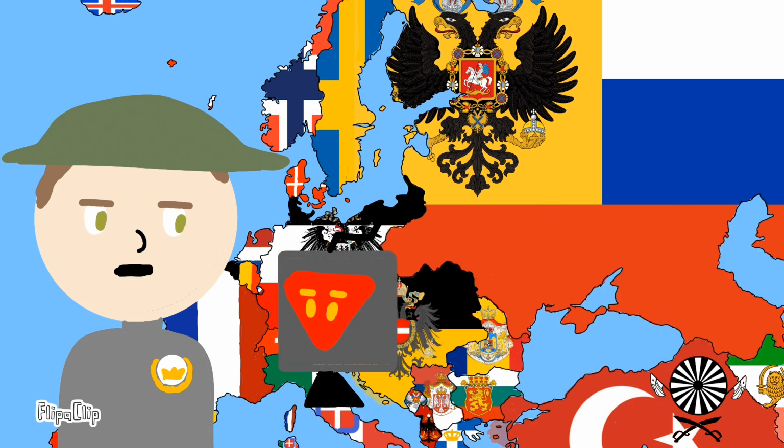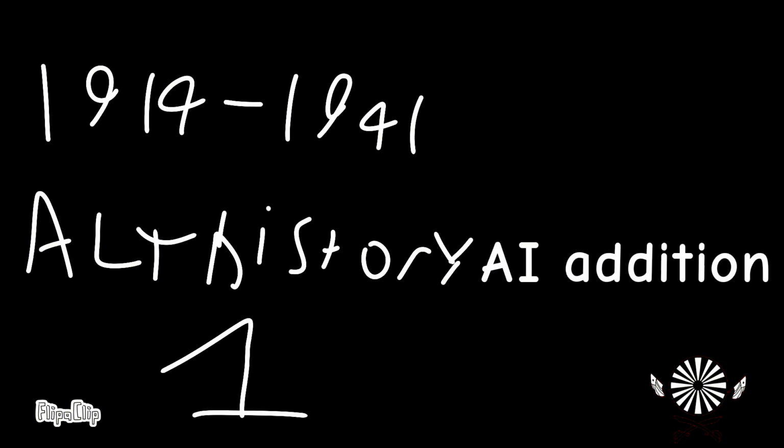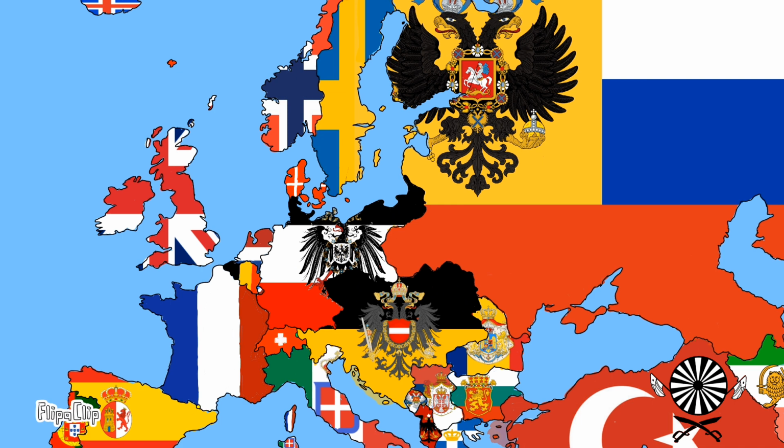Alright, let's see what AI can generate between the First World War and the Second World War. And this would be the first alternate history video I've done. Let's start with the reason why World War I happened.